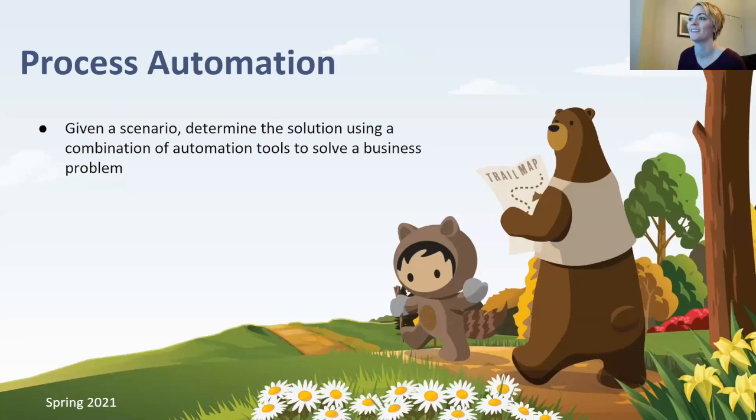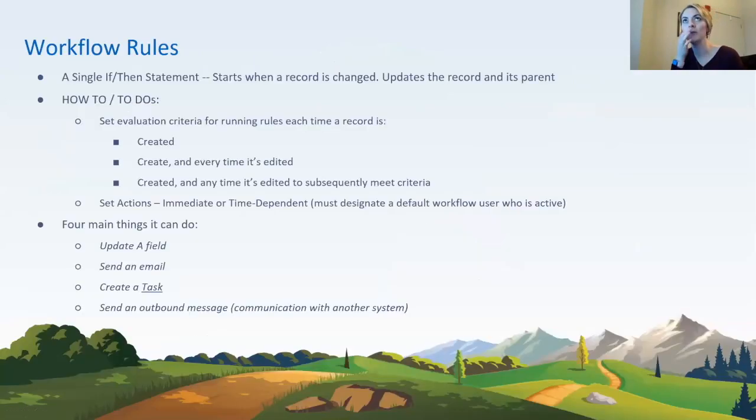Looks good. So given a scenario, determine the solution using a combination of automation tools to solve a business problem. I'm going to go through actually five: workflow rules, Process Builder, approvals, Flow, and then Apex, but focus on the four and very little on Apex. Maybe Carla and Terry can add more on that.